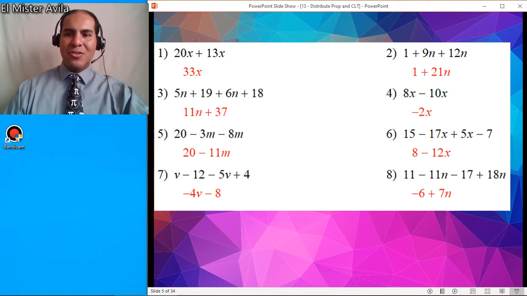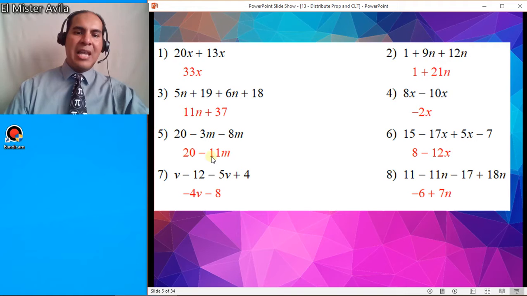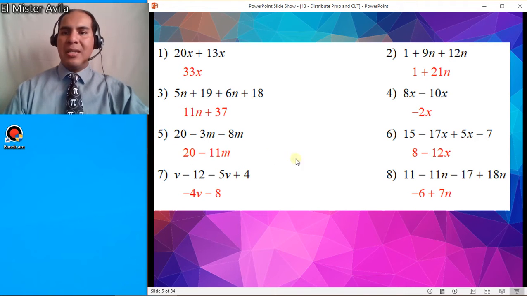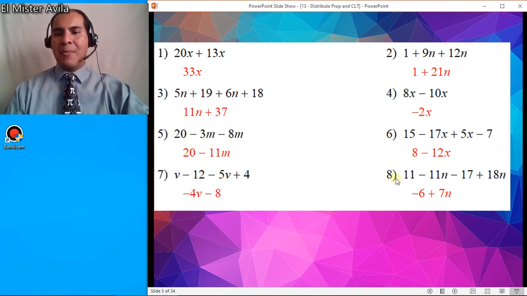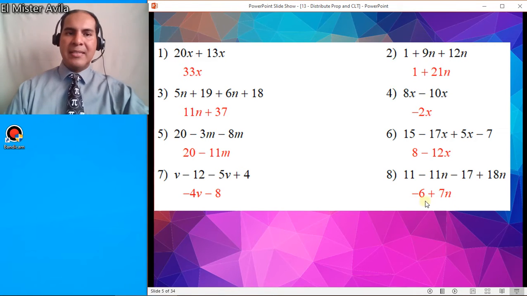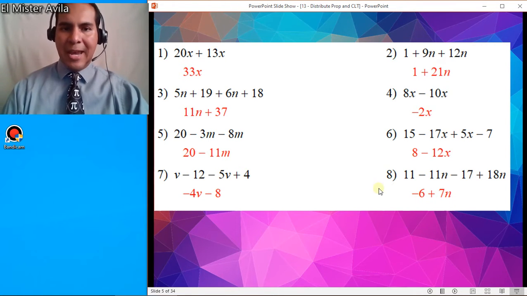Here are answers for numbers 1 through 8. There is a possibility you might have some terms reversed, and that's okay. For example, in number 5, if you ended up with negative 11m plus 20, that's okay, as long as the 11 has a negative and the 20 is positive. So for example, number 8, you could have gotten 7n minus 6. As long as the 7 is positive and the 6 is negative, you're okay.